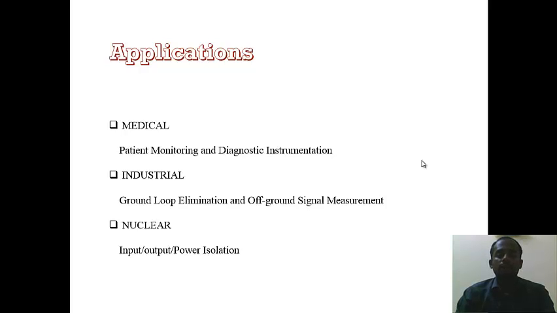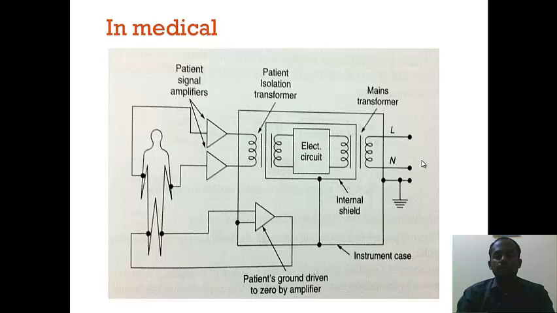Or if machines are being used in industrial processes, it will have a large magnetic effect on the calculations of the machine. Then there is nuclear output power isolation, input power isolation, in particular devices where sensitive instruments are being used. Obviously, these isolation amplifiers will be used as part of safety measures.